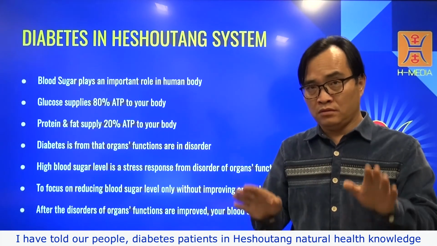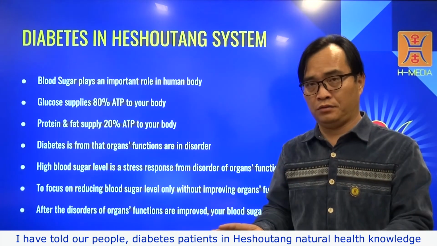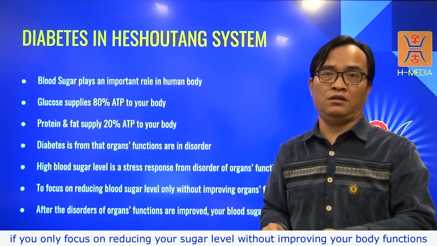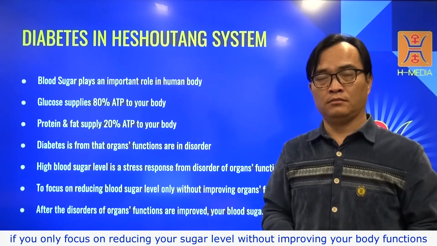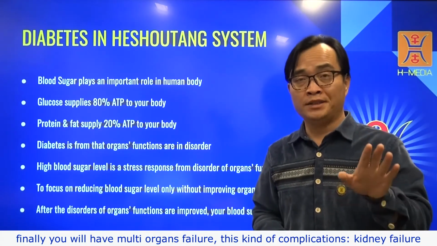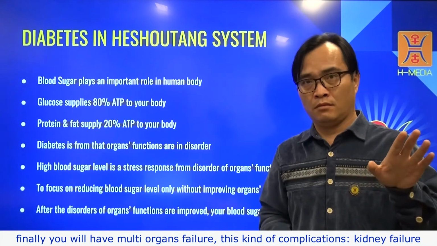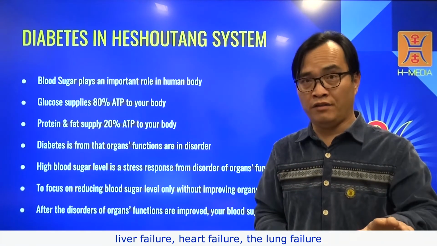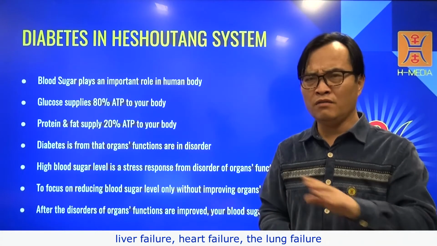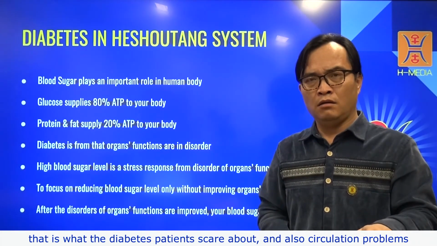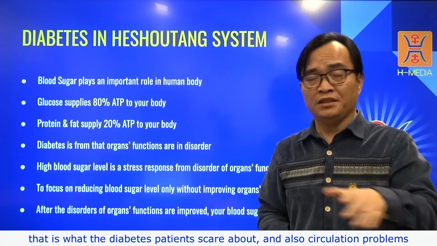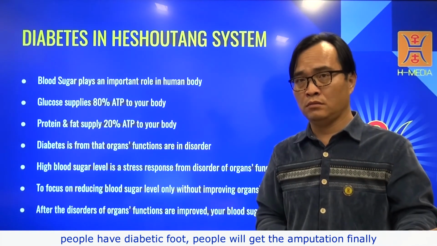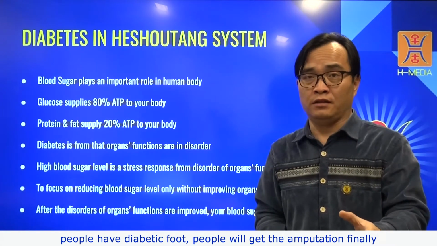I have told our people, diabetes patients, in Heshoutang natural health knowledge, if you only focus on reducing your sugar level without improving your body functions, finally you will have multi-organ failure. This kind of complications: kidney failure, liver failure, heart failure, lung failure. That is what diabetes patients are scared about. And also circulation problems. People have diabetic foot. People will get amputation finally. They have to cut their legs.